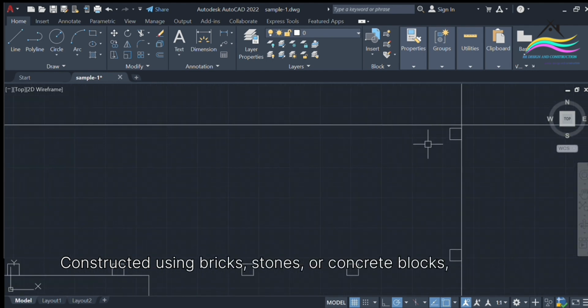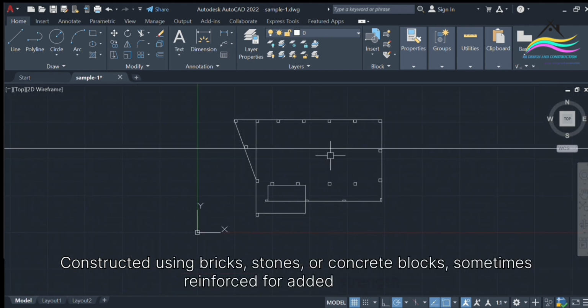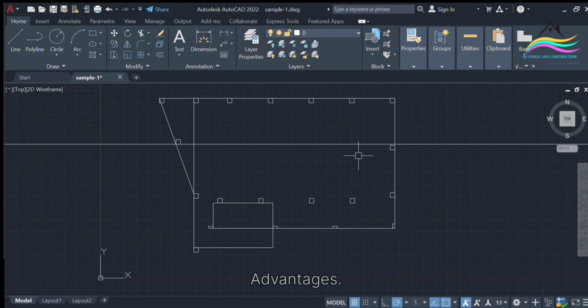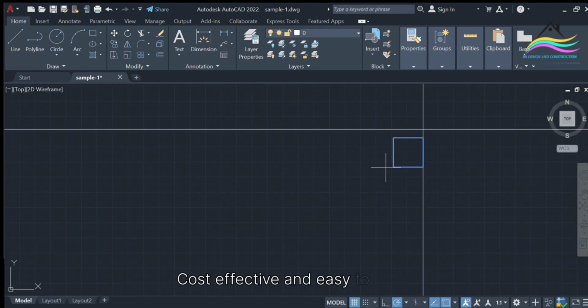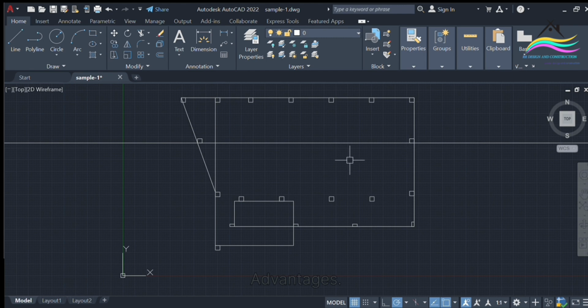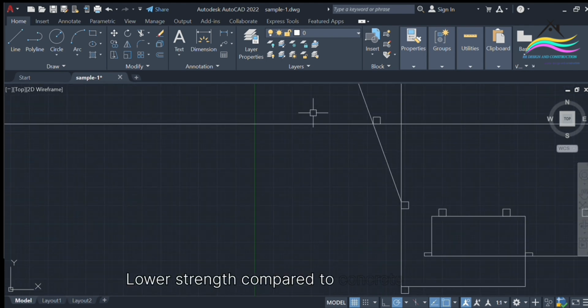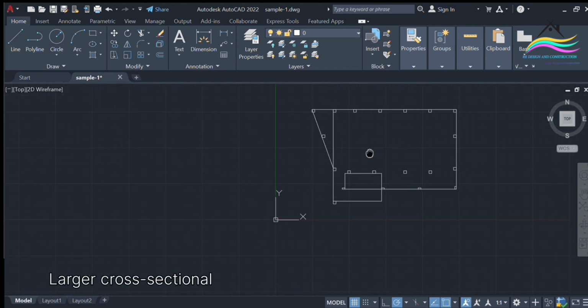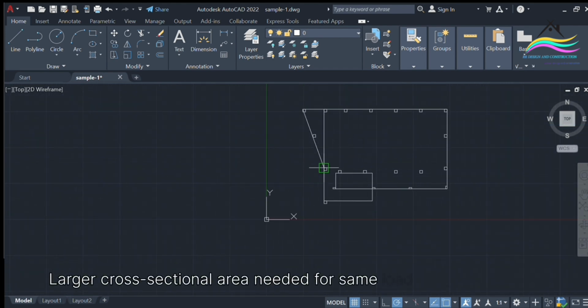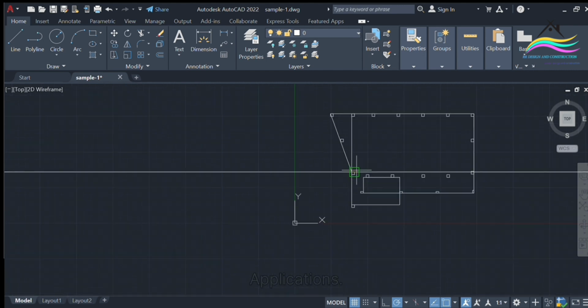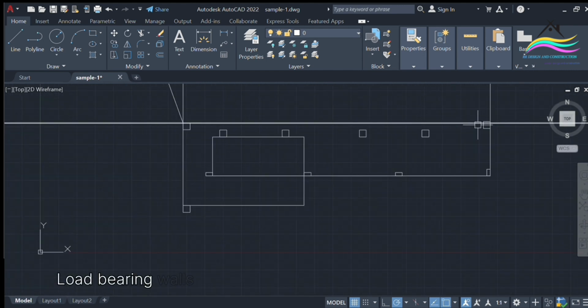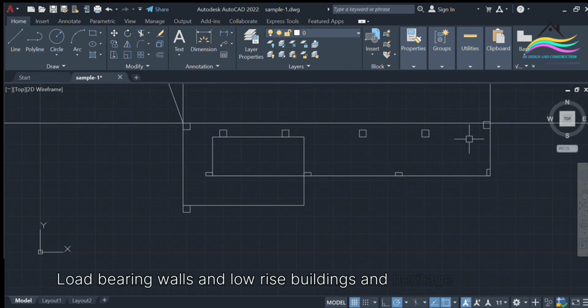5. Masonry columns. Constructed using bricks, stones, or concrete blocks, sometimes reinforced for added strength. Advantages: cost-effective and easy to construct. Good fire resistance and aesthetic appeal. Limitations: lower strength compared to concrete or steel. Larger cross-sectional area needed for same load-bearing capacity. Applications: load-bearing walls in low-rise buildings and heritage structures.